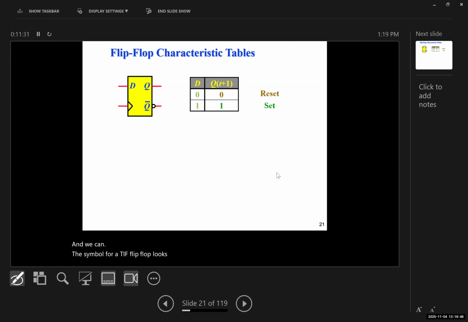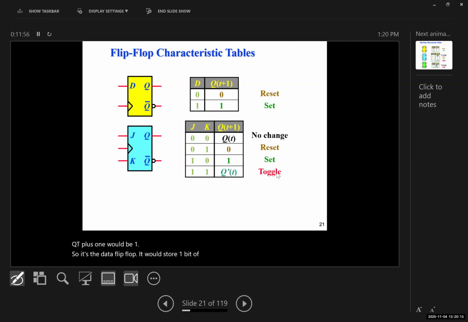Now, the truth tables or the characteristic tables of different flip-flops. A D flip-flop or a data flip-flop: if D is 0, Q(t+1) would be 0. If D is 1, Q(t+1) would be 1. So it's a data flip-flop. It would store 1 bit of data.